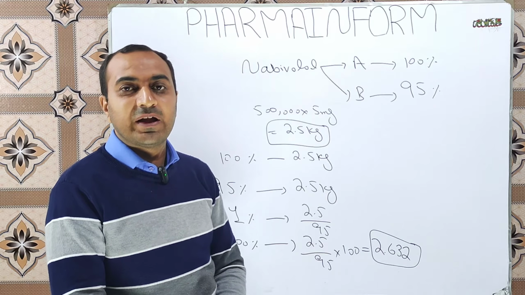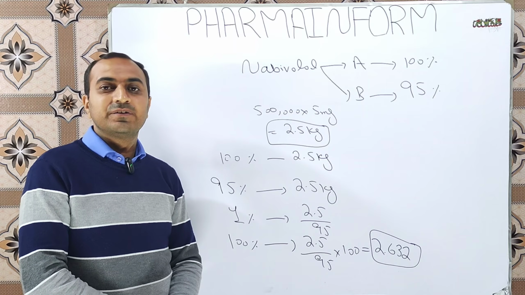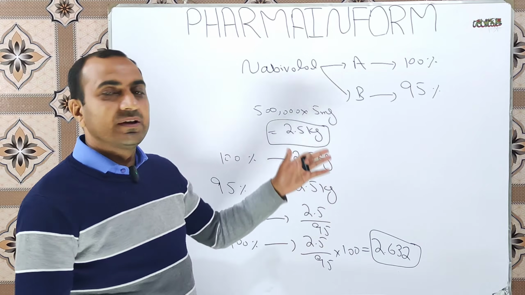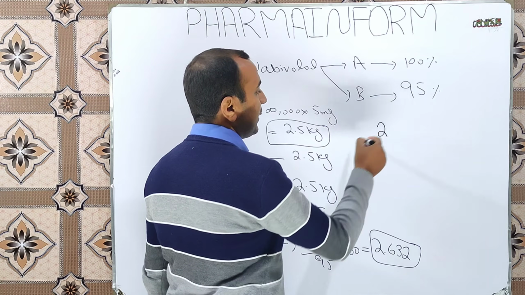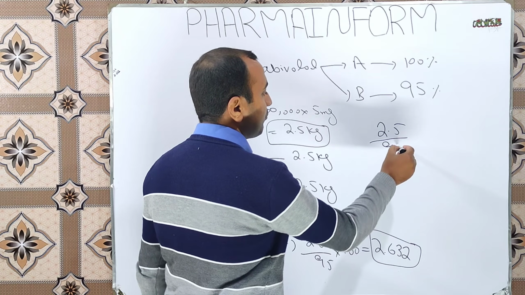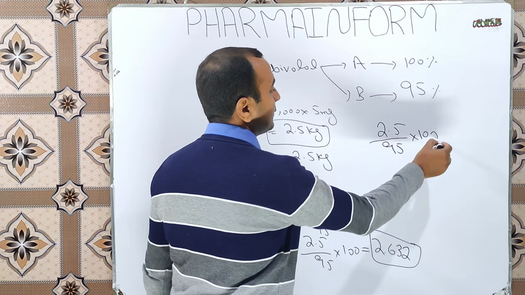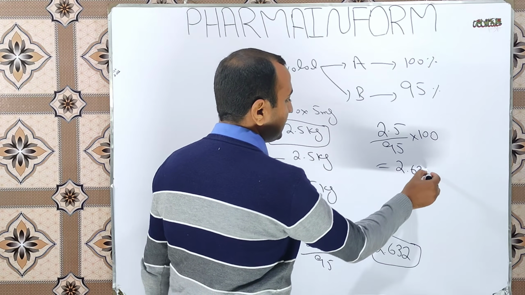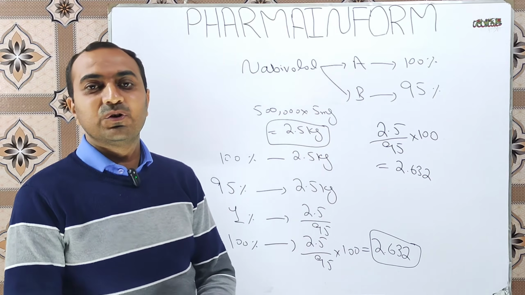Whenever you find the SA value less than 100%, we always adjust it to 100%, and the formula is very simple. For easy remembrance, we divide our actual value of API by the provided SA value and multiply it by 100. So the answer will be 2.632. I hope now you are familiar with this basic calculation.